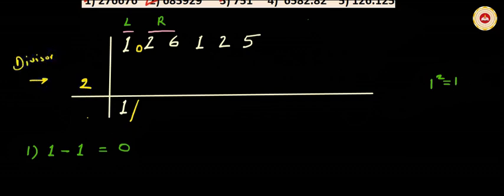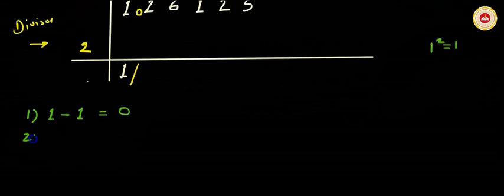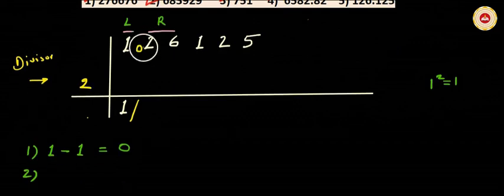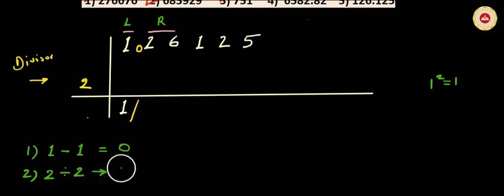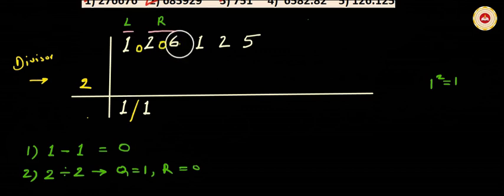Now, the next step is step number 2. 0, 2. We wrote this 0. See, this is that 0. This 0 as a prefix to the next digit 2. So read this as 2. Now divide this 2 by the divisor 2, which gives us quotient 1 and remainder 0. So write quotient 1 below this 2 and remainder 0 as a prefix to the next digit, which is 6.